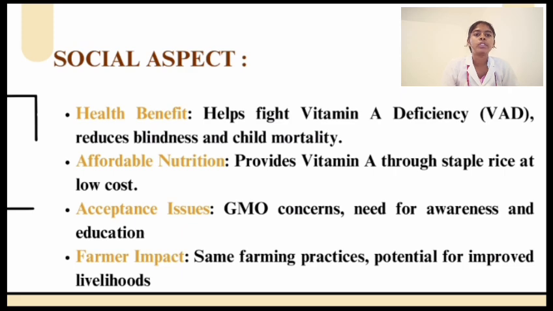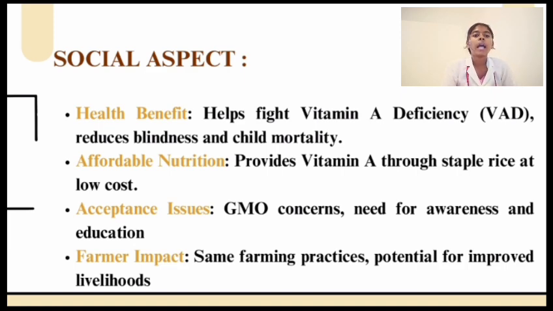Firstly, health benefits. Golden rice helps fight vitamin A deficiency. This is very important because lack of vitamin A can cause blindness and increased child death. Then affordable nutrition. It gives vitamin A through rice, which is a common food for millions of people. This makes it a low-cost way to improve nutrition.